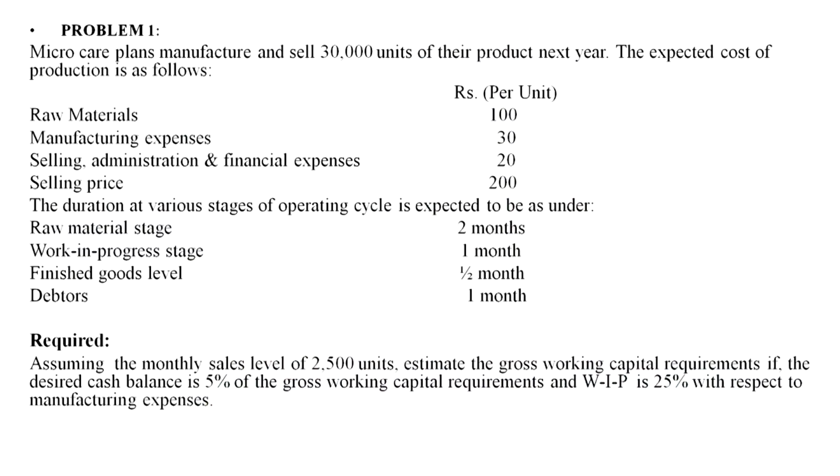In this case, we are given the figures on the basis of raw material, work in process stage, finished goods stage and the debtor stage. If you calculate, I think it is written here also: assuming the monthly sales level of 2500 units, estimate the working capital requirements if the desired cash balance is 5% of the gross working capital requirements and work in process is 25% with respect to the manufacturing expenses.